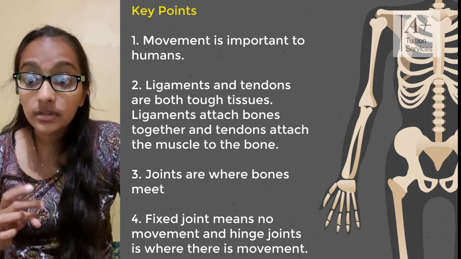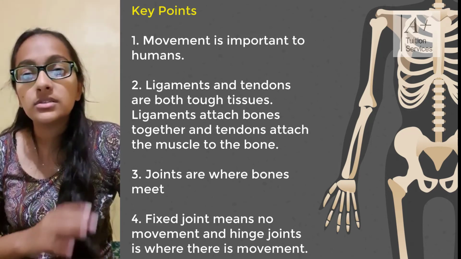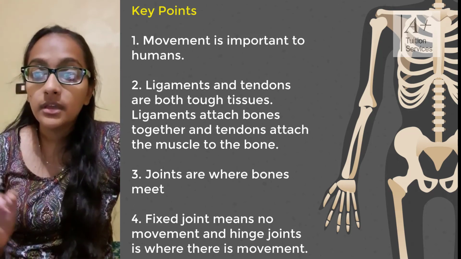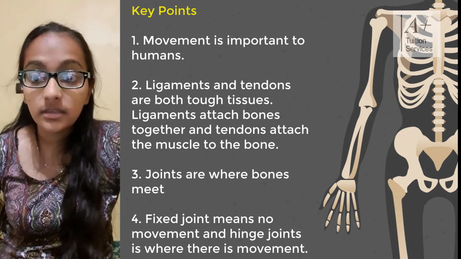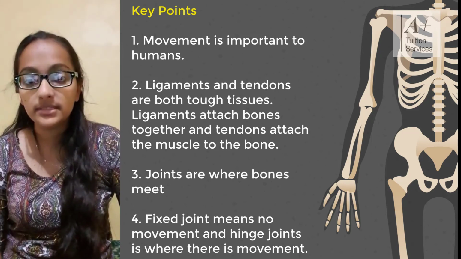Joints are the point where bones meet. Fixed joints occur where there is no movement. Hinge joints where there is movement in one plane. Ball and socket joint where there is movement in all three planes.